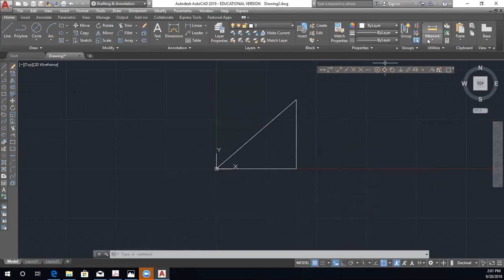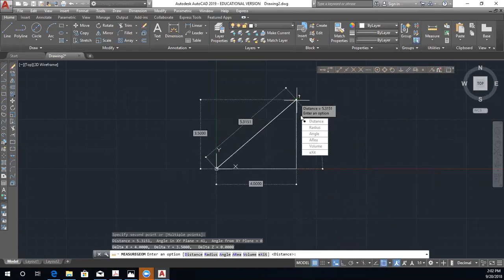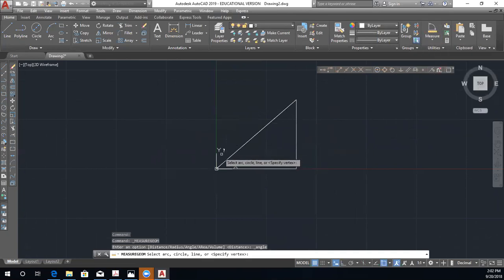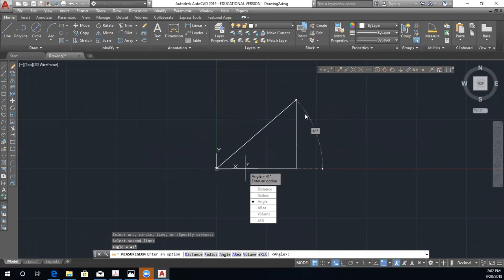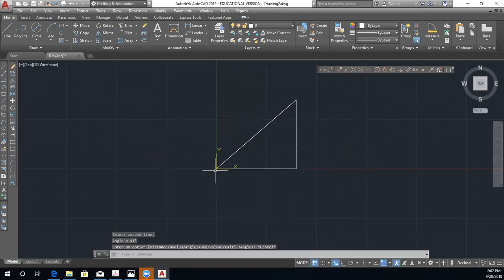All right, so now we can measure the distance from here to here. So the length of that line is 5.315. And then we can measure the angle from this line to this line, and that will be 41 degrees. So that is the answer to the first problem.